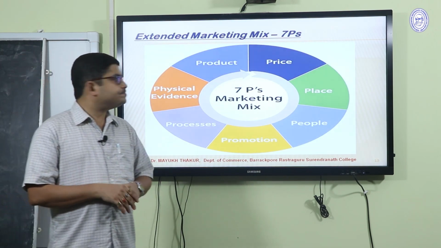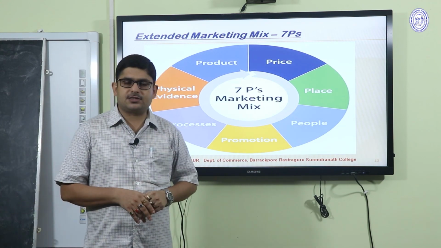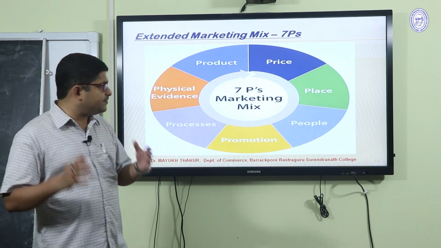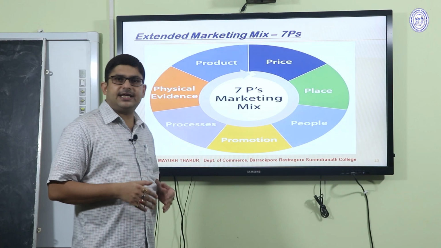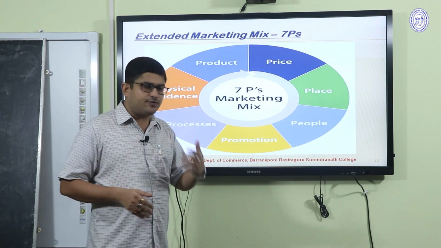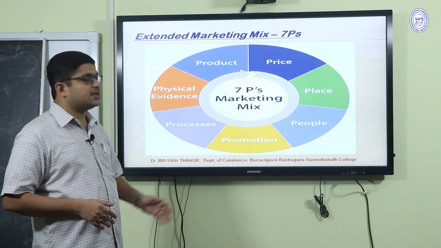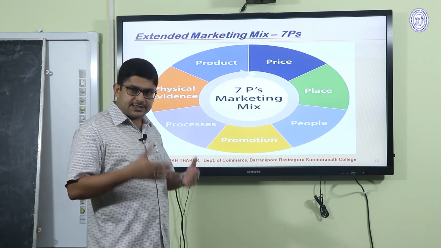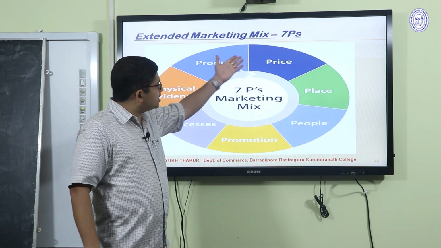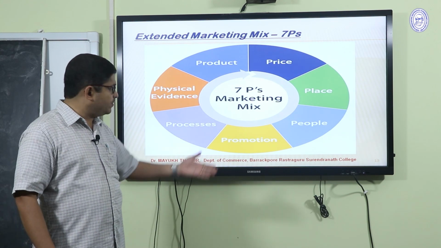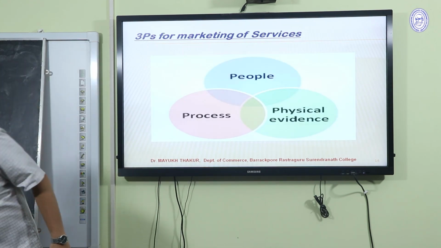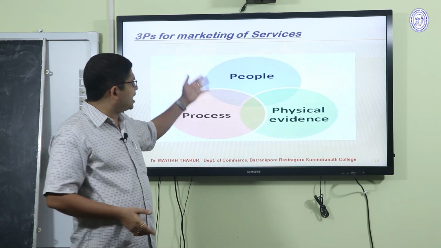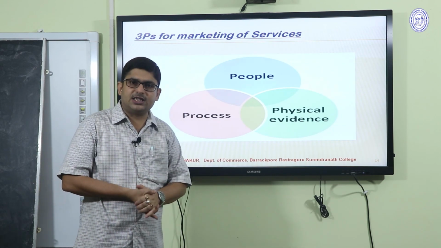Next, we will come to the extended marketing mix, the 7 P's. So we will now discuss the service marketing mix or the extended marketing mix, where along with the 4 P's we can see the other 3 P's. Already we can see the 4 P's which we have discussed are product, price, place, and promotion. Along with it, we are coming to another 3 P's of the marketing of services. These are people, process, and physical evidence.